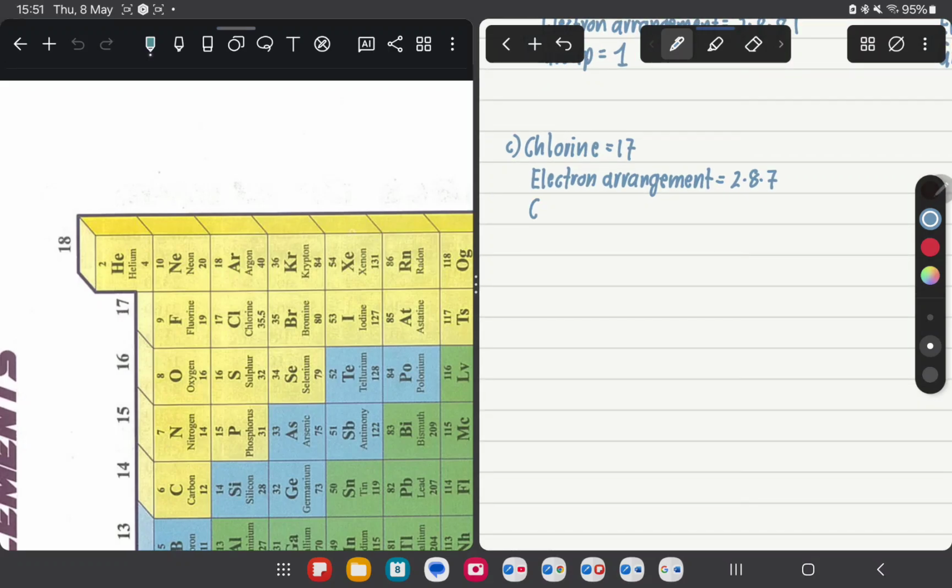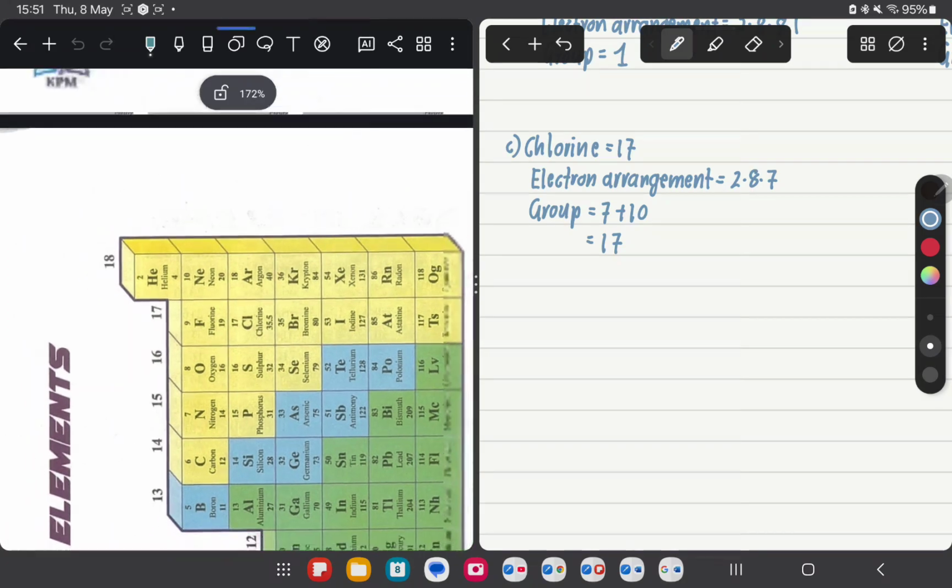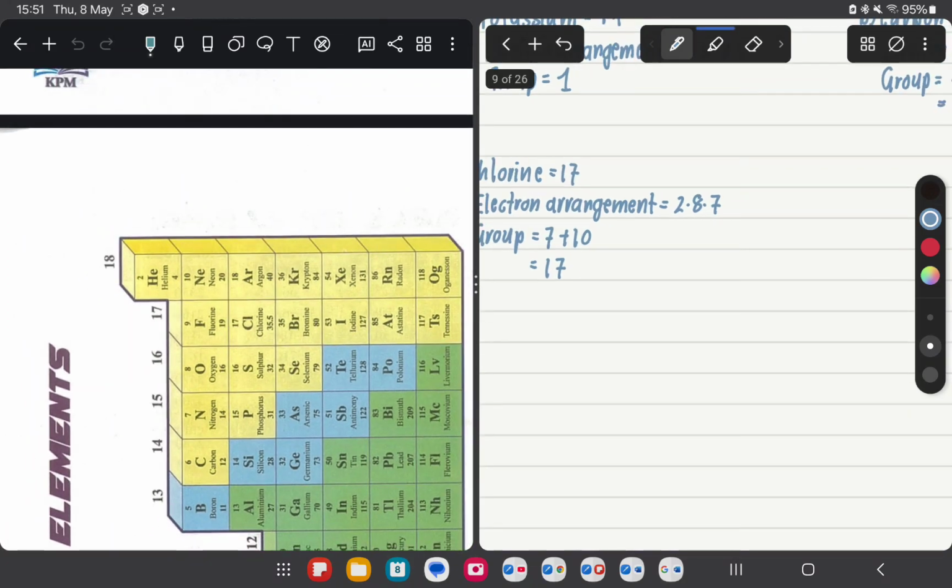Okay, for the group, the valence electron is 7. Since it is more than 2, the group is 7 plus 10. Am I correct? Yes, I'm correct. So it should be in group 17. Alright, so the answer is group 17, electron arrangement 2, 8, 7.